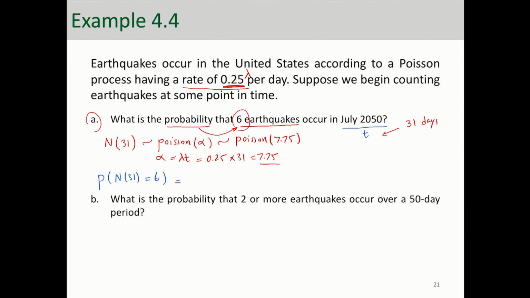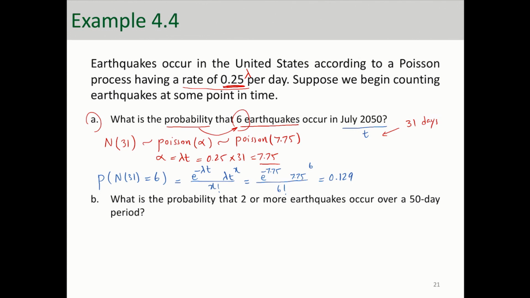So if you go back and take a look at the Poisson PMF, it's e to the negative lambda t, times lambda t to the x, over x factorial. So in this case it is e to the negative 7.75 times 7.75 to the 6 over 6 factorial. And if you calculate that, you're going to get 0.129, about a 13% chance that you see 6 earthquakes in 31 days.